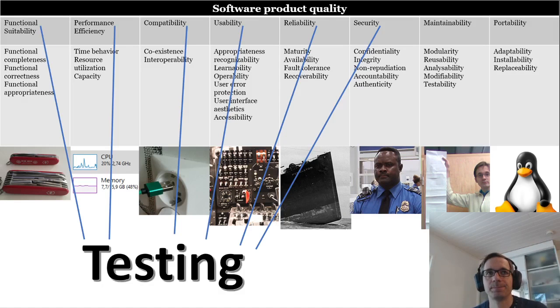Testing. For 6 out of these 8 software product quality attributes, software testing is one of the main methods we ensure that these qualities are present. We have functional testing, we have performance testing, we have compatibility testing, we have usability testing, we have reliability testing, and we have security testing to ensure that the software product meets these qualities.